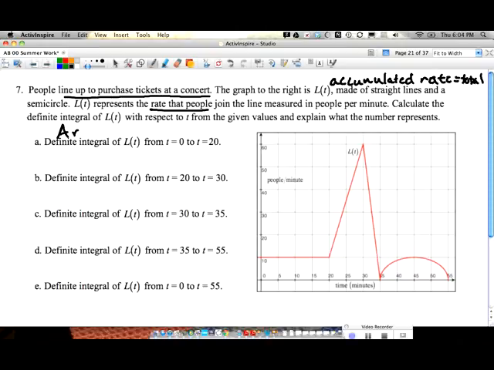So this time the definite integral, otherwise known as the area under the curve that we've been looking at, from 0 to 20 would be this box here. Now keep in mind this is 5, 10, 15, 20, so it's 20 on this side and 10 right here. So that's going to be 200 people. The next one is from 20 to 30. So that's from here to here.